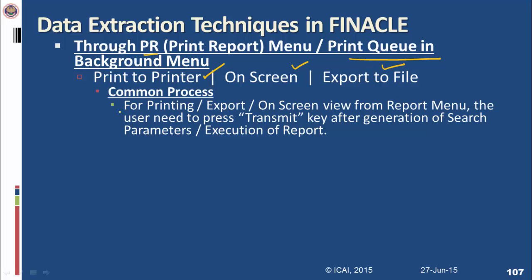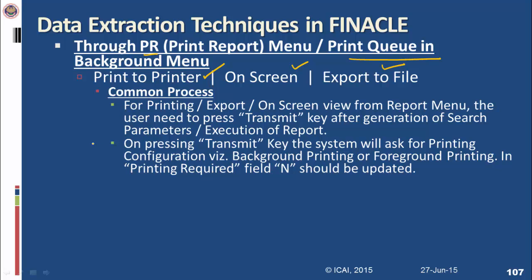What is the common process? The common process is like this. For printing, export or on-screen view from the report menu, the user needs to press the transmit key after entering the search parameters and executing the report. On pressing the transmit key, the system will ask for the printing configuration, that is background printing or foreground printing. The user needs to select the respective printing mode, that is B or F.